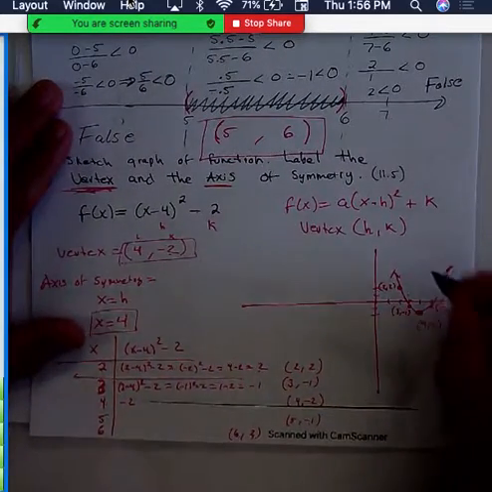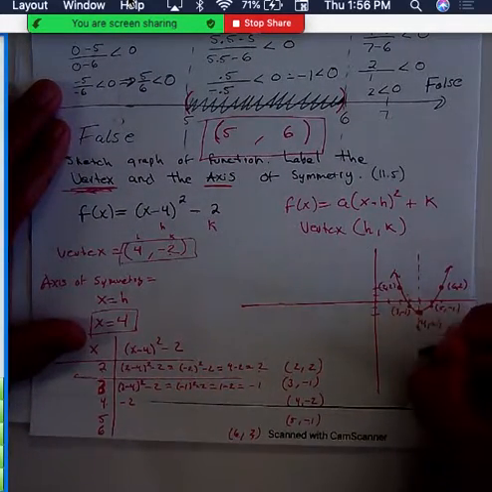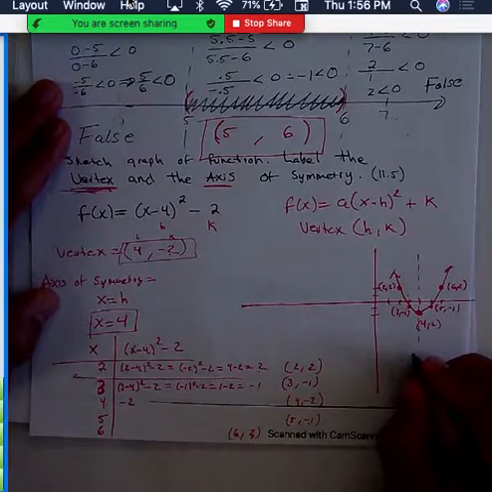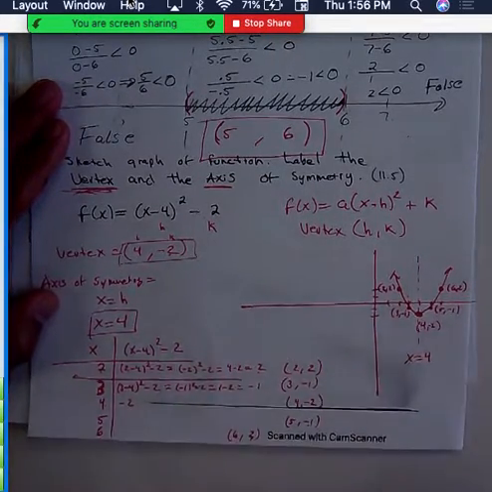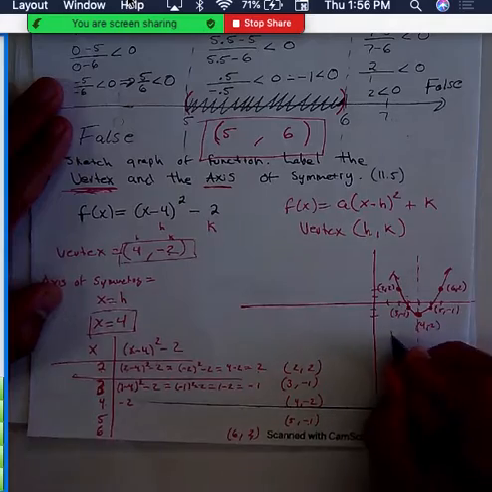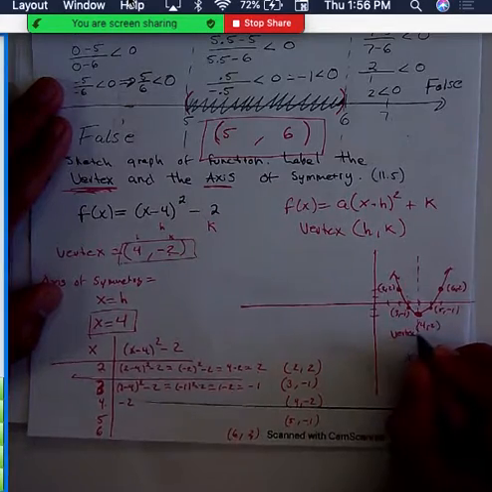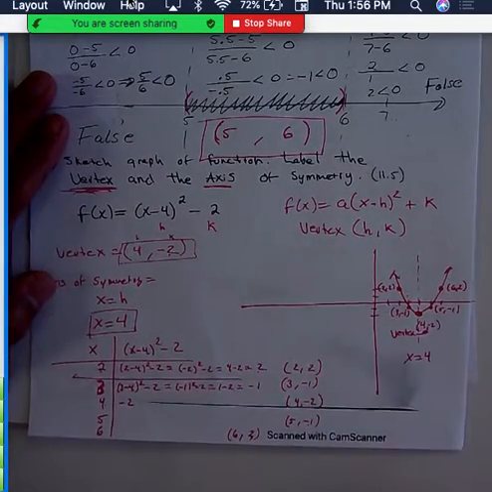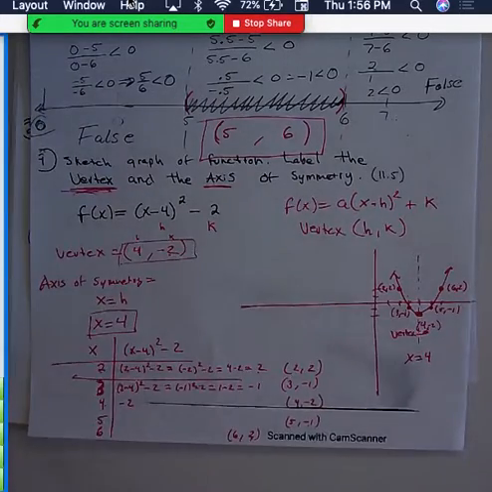The axis of symmetry is a line that cuts the graph in half, and that's x equals 4. This is the vertex, this number right here. That's it, guys. Wow.